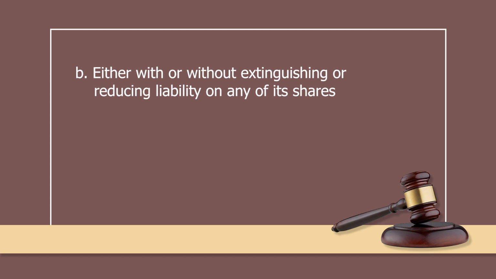B. Either with or without extinguishing or reducing liability on any of its shares. Number 1. Cancel any paid up share capital which is lost or is unrepresented by available assets. An example would be the shares of a face value of rupees 1000 each fully paid up is represented by rupees 750 worth of assets. In such a case, reduction of share capital may be effected by cancelling rupees 250 per share.